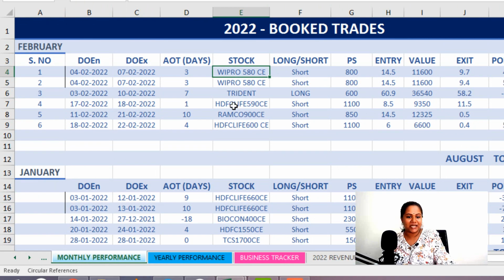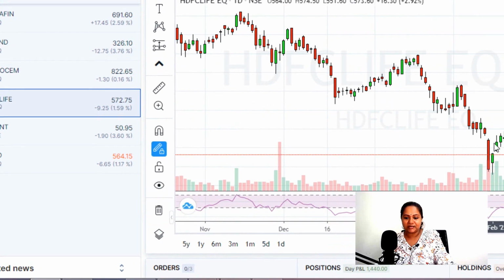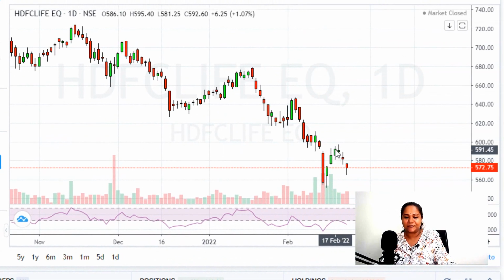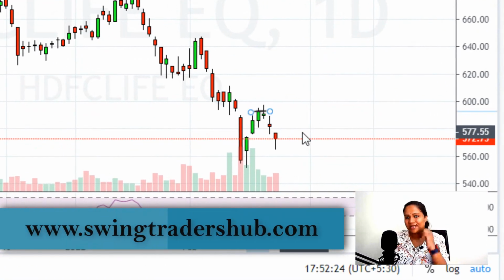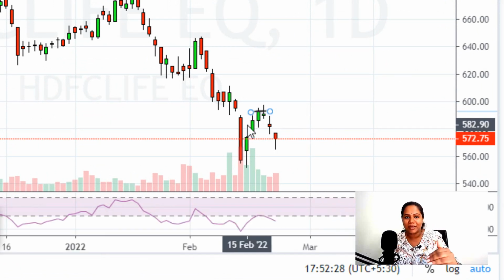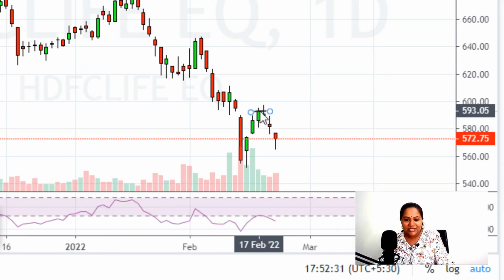On 17th I took another trade in HDFC Life. On this day I knew that it was going close, it was about to make a swing high. Using my reversal strategy, I was able to tell that it was about to make a swing high. So on the 17th itself, I made an entry. I sold at the money.